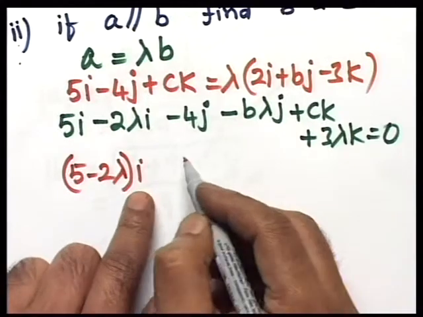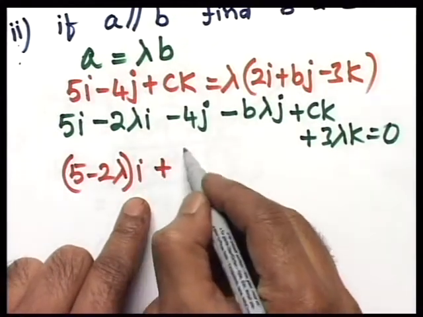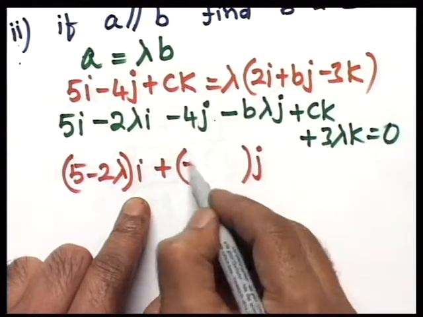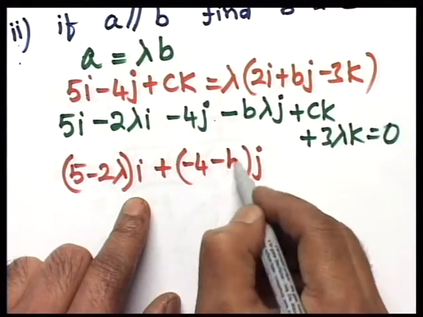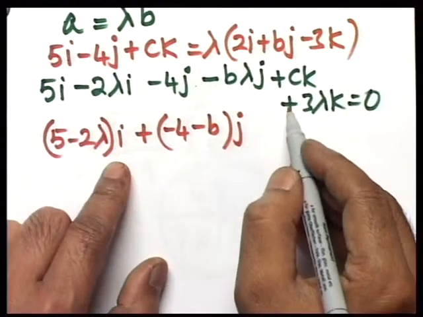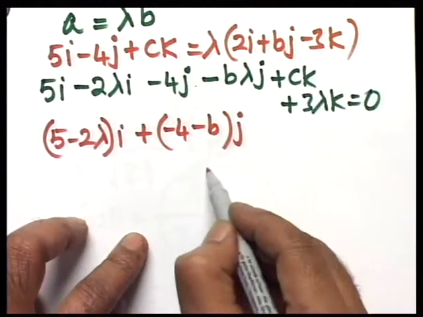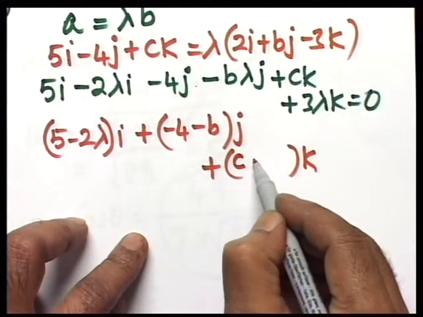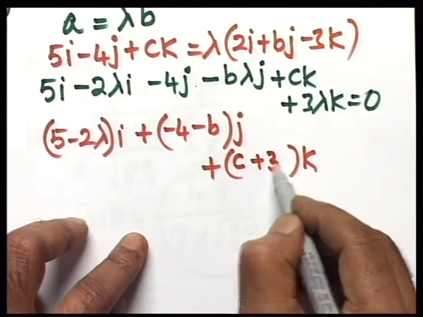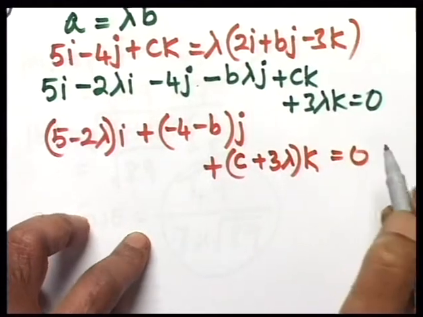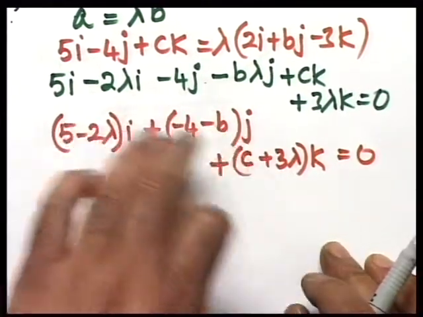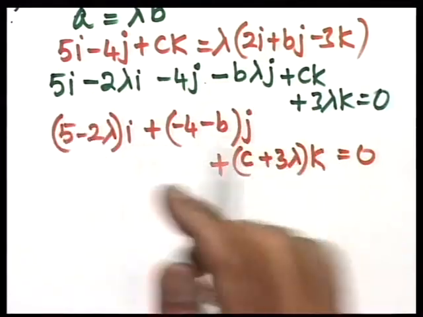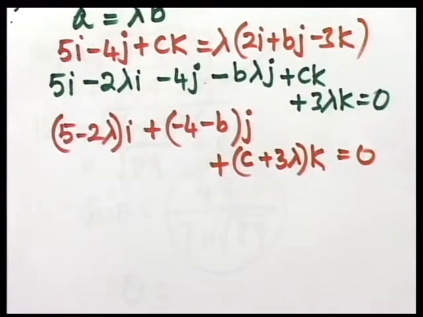We are taking i as a common factor, and plus, just take plus, see what happens. j: so I have minus 4 inside and minus b. And the last one is k common, so it's a plus, bracket starts and a k, c is a c plus 3 lambda equals to 0. For the sum of all those three to be 0, that's 0, that's 0, that's 0. So equate them to 0, see what happens.